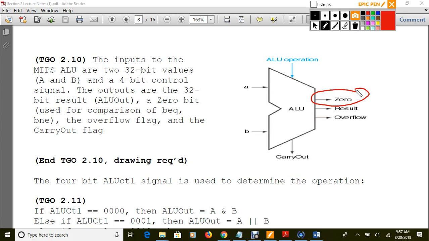0 is a value that is output if the result is 32 zeros. So it's a 1-bit value, and it becomes very useful for determining whether or not a value is a branch. So if we have a comparator, we compare the output to 0, and if that is the result, that bit is equal to 1. Does that make sense?